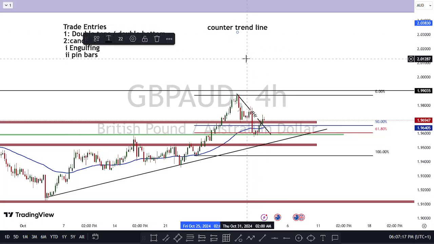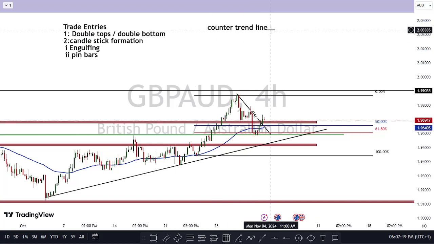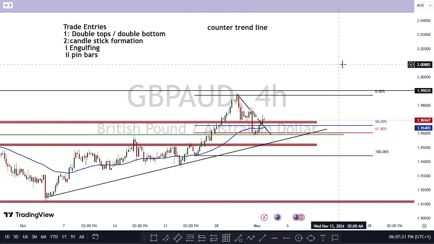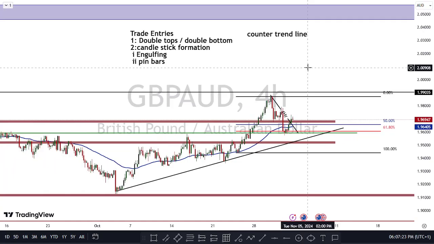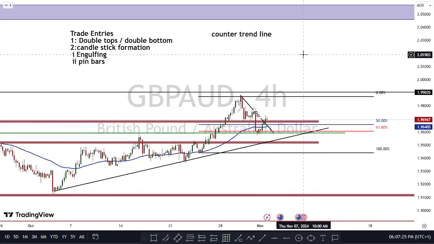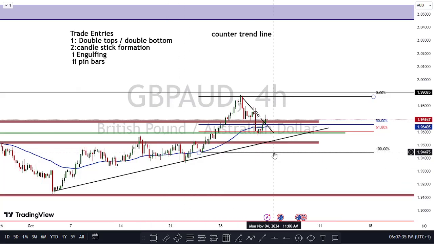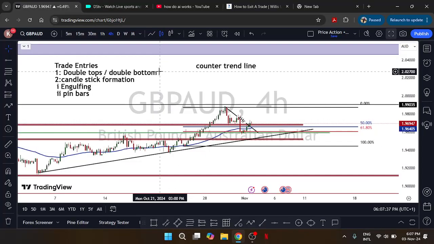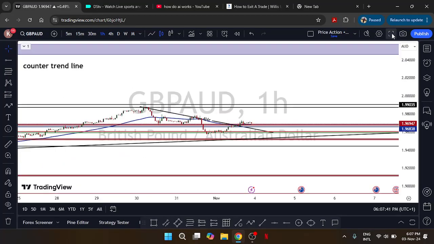So this is it, the counter trend line. This is what we're going to be talking about right now, because I've explained the double tops and double bottoms, which is pretty much easy. So now is the counter trend line. We've seen that the market has closed above it, so we come to our entry time frame, which is the 30 minutes.